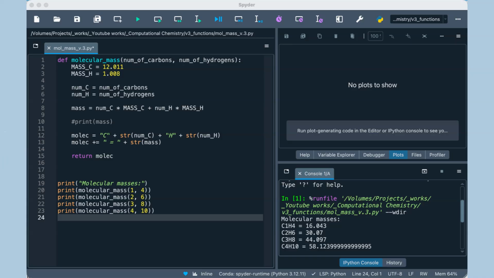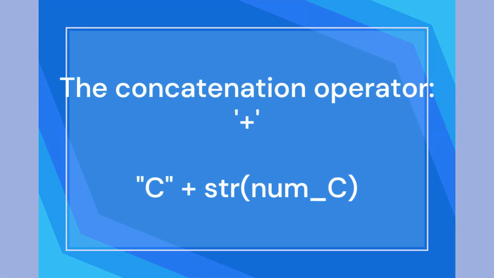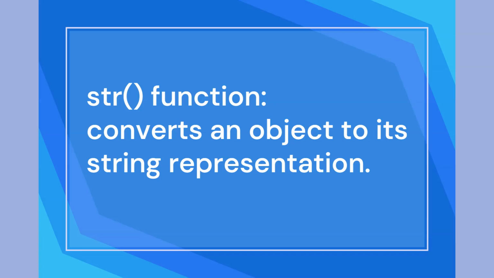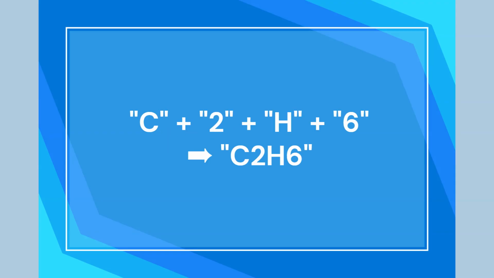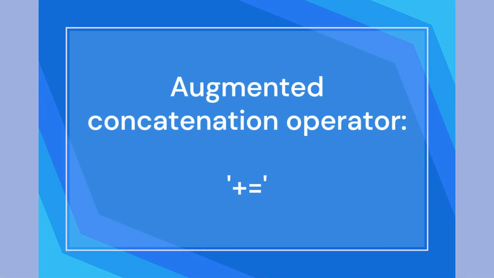Here's what's happening. The plus sign between strings is called the concatenation operator. It joins two strings together. The function str converts a number into its string form. For example, if num_c equals 2, then str(num_c) becomes "2", a string, not a number. Therefore, "C" plus "2" becomes C2. If num_h equals 6, we eventually form C2H6.